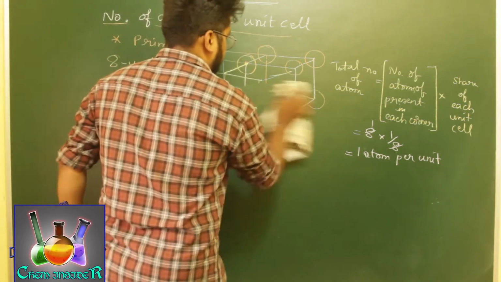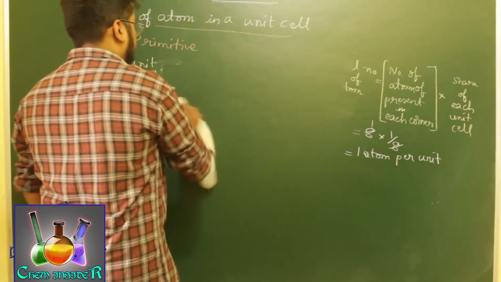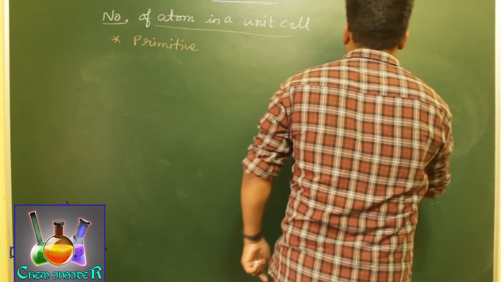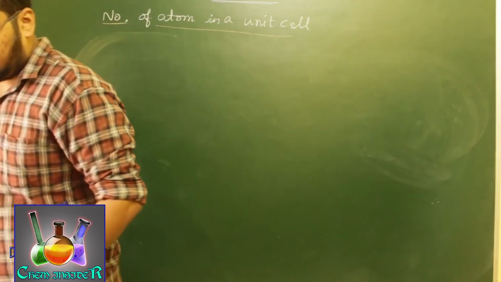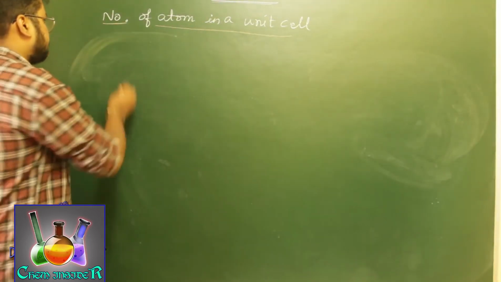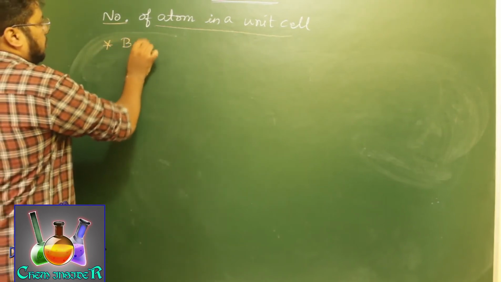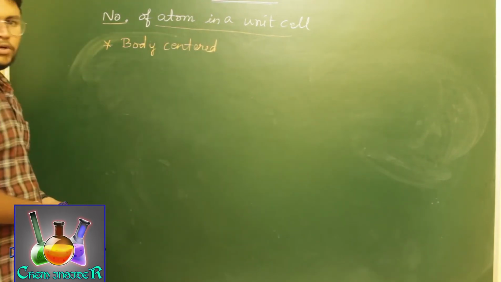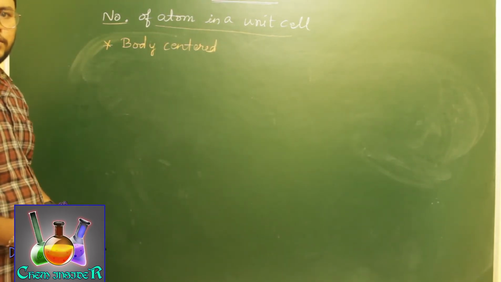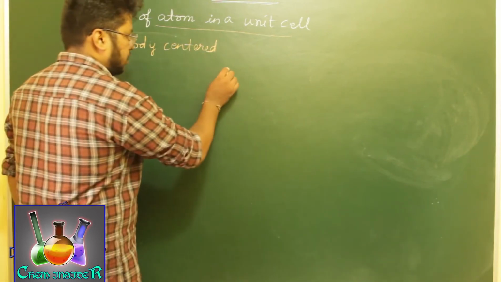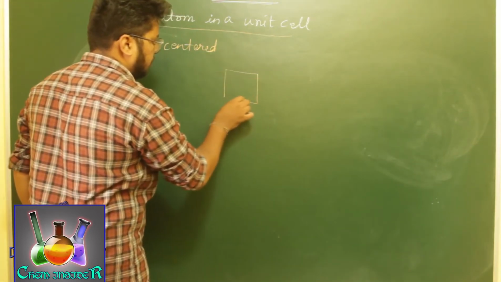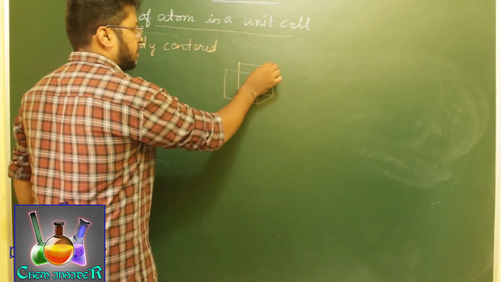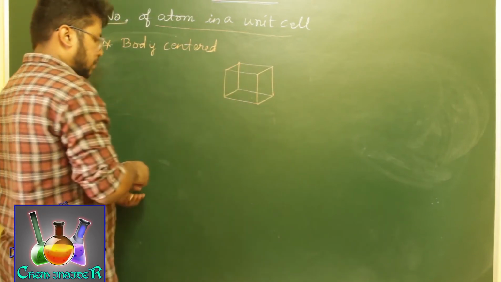If you have understood this, now the next will be a bit easier for you. Next we are going to discuss the number of atoms present in a body centered unit cell. So again we'll consider a unit cell. As we know, a body centered unit cell has a primitive unit cell in it, and along with that primitive unit cell, it has one more atom present at the center.